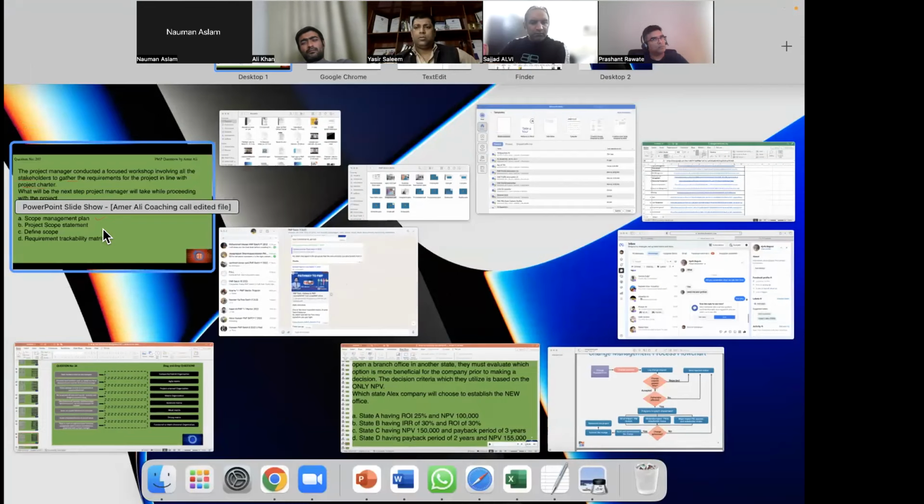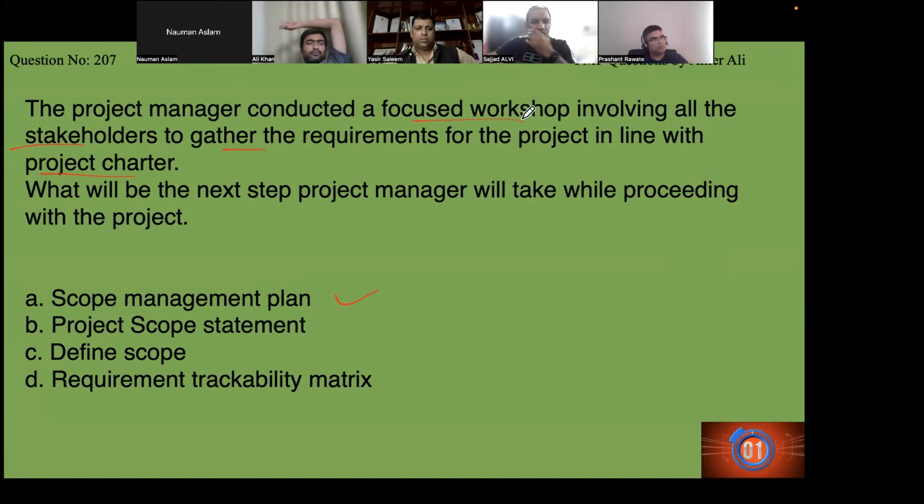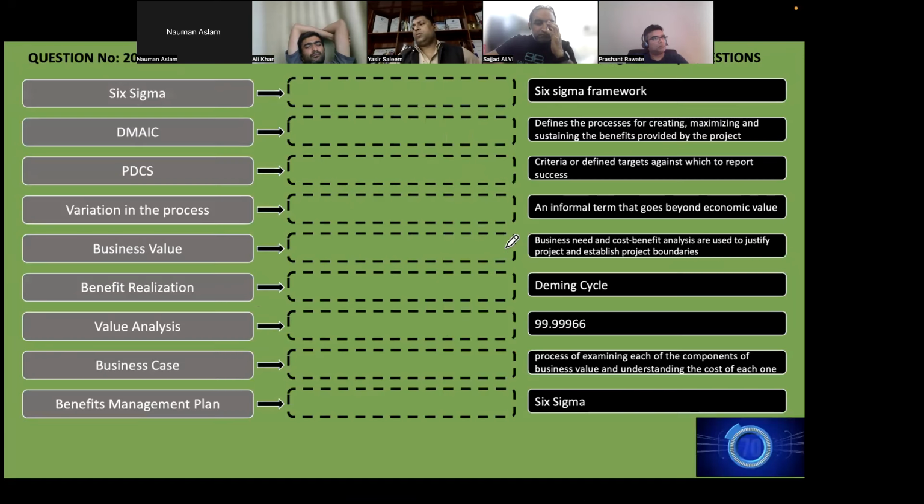Going back to the question, what was the question? The project manager conducted a workshop involving all the stakeholders to gather requirements. We are in collect requirements. Requirement gathering does not make the project scope statement. We get the requirements documentation and the requirements traceability matrix. We get two things: requirements documentation and the traceability matrix. Then we filter them out and we get the project scope statement. Okay. Next question. Drag and drop.